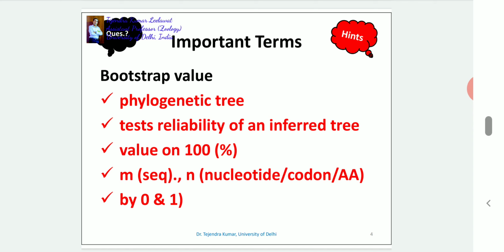Whenever you are making a phylogenetic tree, suppose you have m number of sequences and n number of nucleotides, codons or maybe amino acids, and you form some branches and you count the value for the branches. If you get a value like 90%, 95% or more than 95%, then it means it is correct. Otherwise it is not exactly correct. So this is the bootstrap value, which gives some idea about the branches used in the phylogenetic tree.